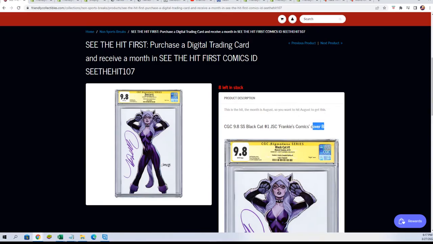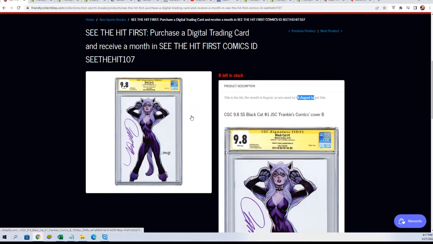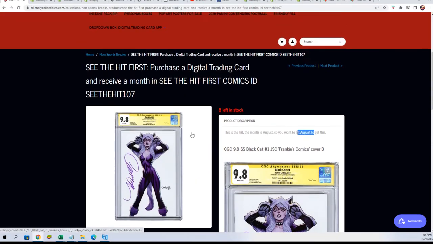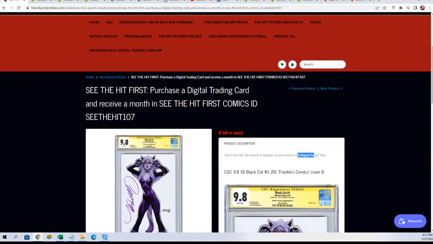And this break's a little bit unique because you see the hit first. See the hit first comics. The month to hit is August. Everybody's going to get a month, and August is the month to be getting. So, see the hit first is at 8 left.